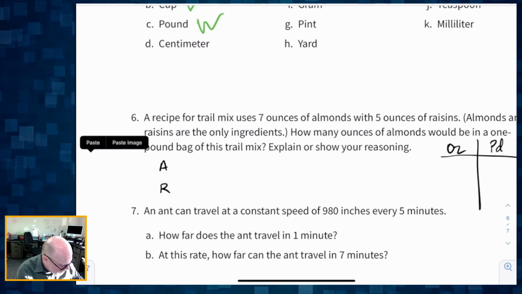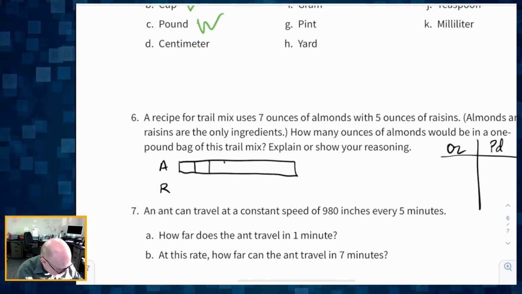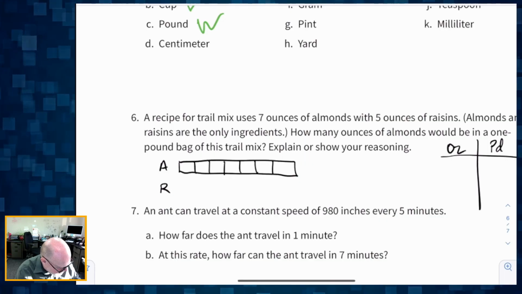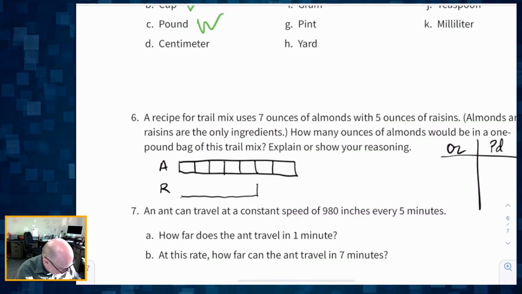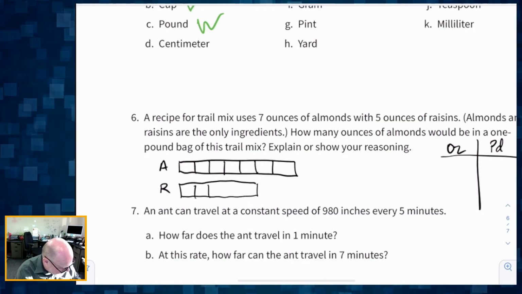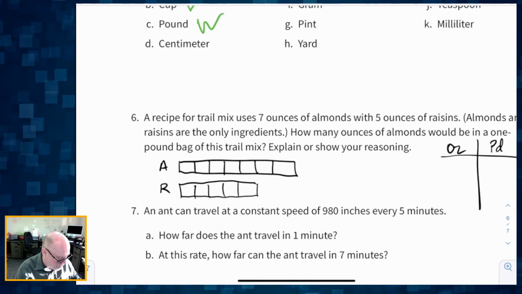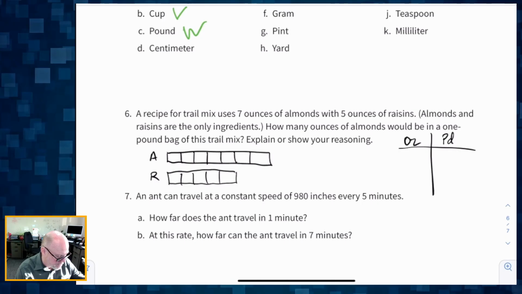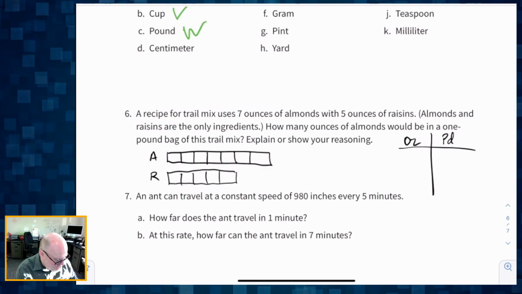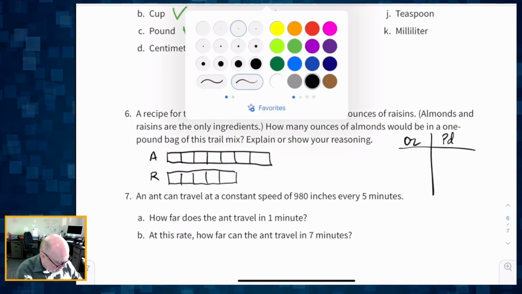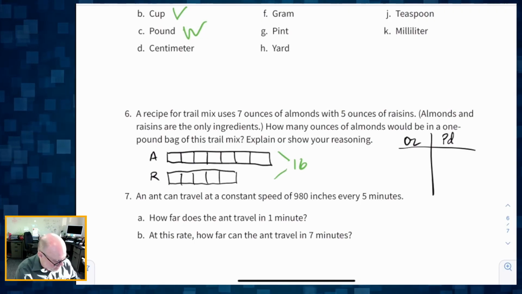We've got the ratio of 7 to 5. So I need 7 units, 1, 2, 3, 4, 5, 6, 7, and then 5 units for the raisins. All right, there's my ratio of 7 almonds to 5 raisins, so to speak. 7 ounces of almonds, 5 ounces of raisins. And how many ounces of almonds would be needed in a 1 pound bag? So the idea is all together, this equals 16 ounces.